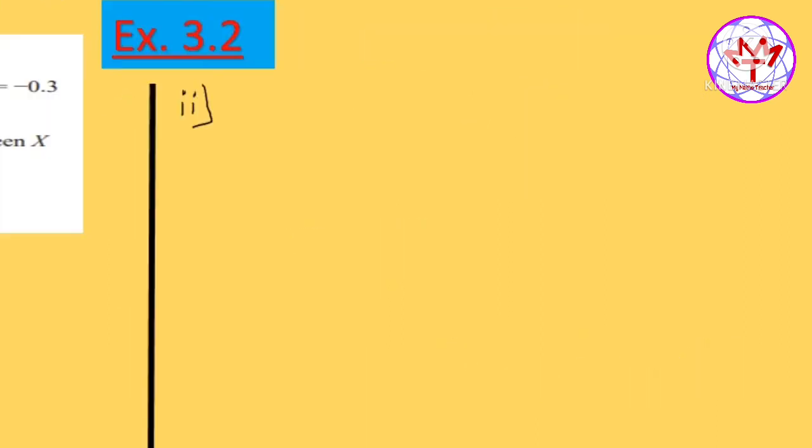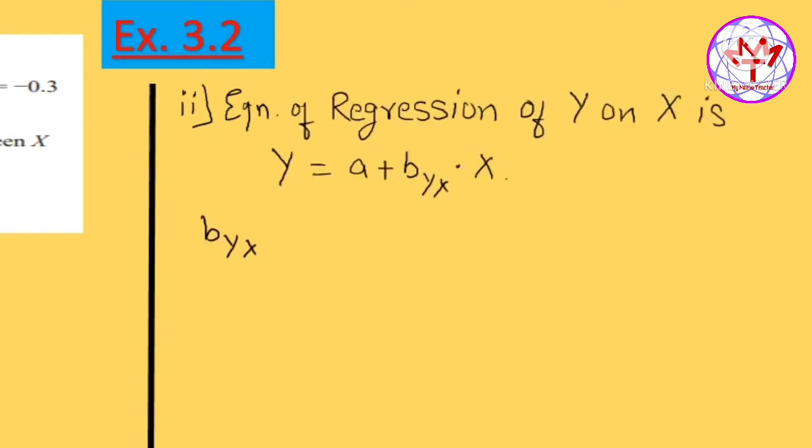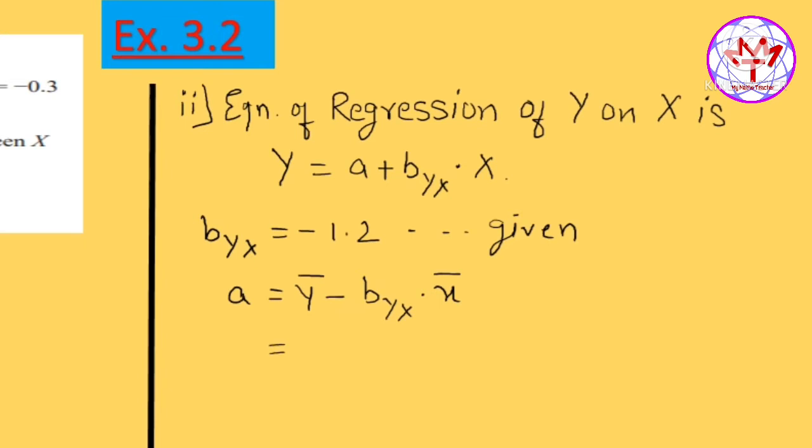Now the second one, estimate y for x is equal to 50. That means we have to find the equation of regression of y on x. So the equation of regression of y on x is y is equal to a plus byx into x. Now byx is given equal to minus 1.2 and we need to find the value of a. a is equal to y bar minus byx into x bar.